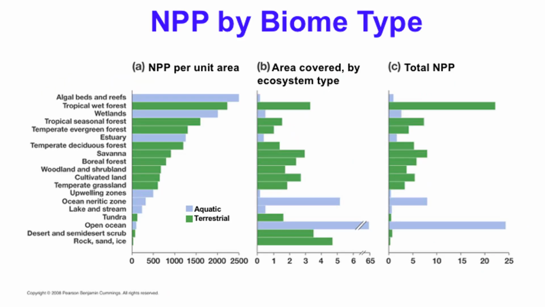I also want you guys to keep an eye on the net primary productivity for each of the biomes. You guys should know in general which biomes have high primary productivity, which ones are getting to that kind of medium or low primary productivity. You don't need to know specifically which ones have more than others per unit area or by total NPP, but you guys do need to know in general if it's high, medium, or low.